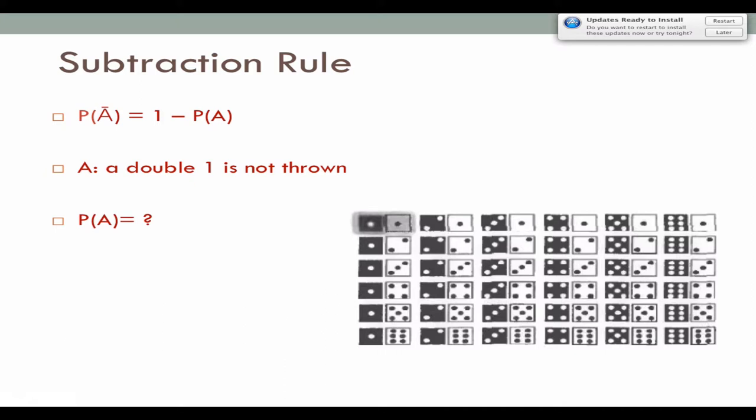Yes, because the probability of a double 1 being shown is 1 out of 36. It's easy to figure out this probability. Then 1 minus it is just the probability of a double 1 not shown. It would be more difficult to list all the possibilities for a double 1 not shown. It's easier to first figure out the probability of a double 1 shown, and then 1 minus that is just the probability for this event.